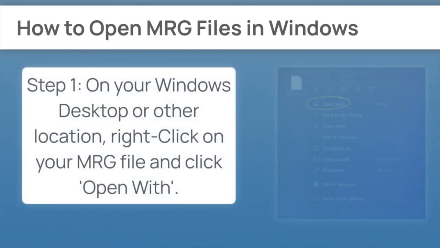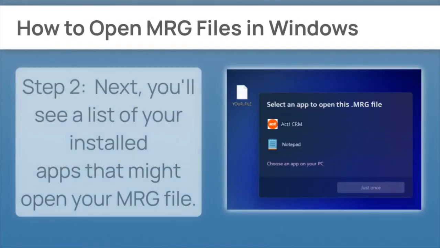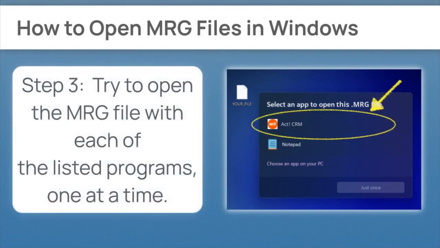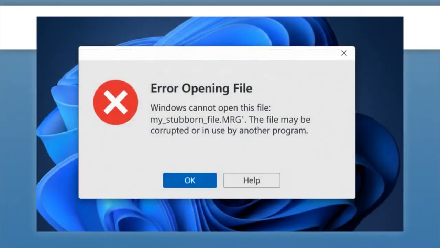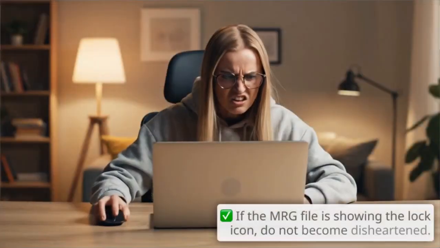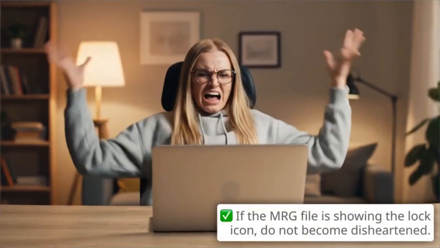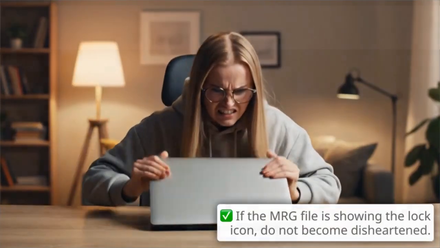Open the menu by right-clicking your MRG file and choosing Open With. Try Act CRM first. If it's absent, select another program. This trial and error process is crucial for troubleshooting. If you are still having trouble opening the MRG file, do not worry. Failure to open this MRG file usually comes down to 3 basic scenarios. Let's go through this quick list and check each one off.